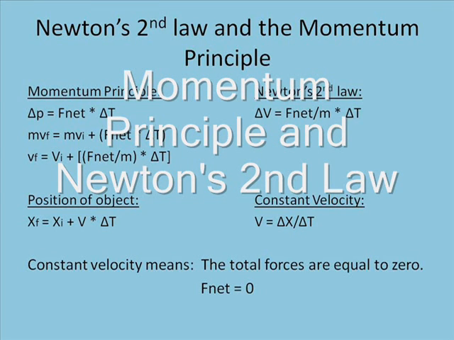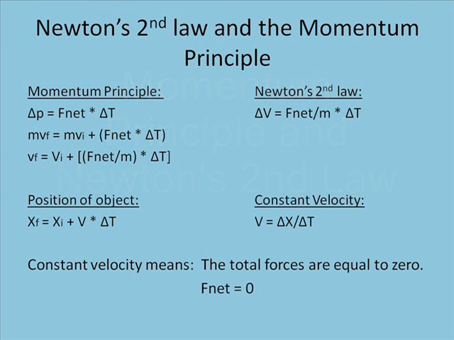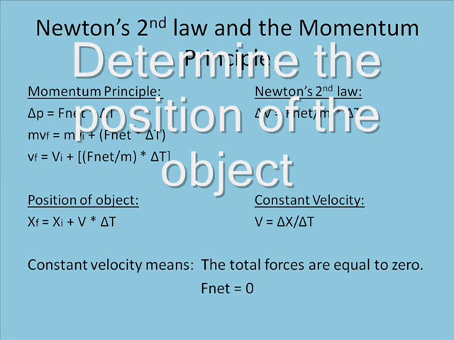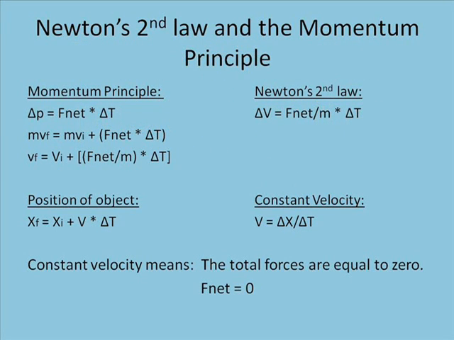As you can see, the momentum principle formula is the change in momentum is equal to the net force times the change in time. It can be derived to the velocity form. The final velocity is equal to the initial velocity plus the net force divided by mass times the change in time. Since in this lab we're assuming that net force is equal to zero, then the mass will not matter. But the final velocity is equal to the initial velocity. To determine the position, we use the final position equal to the initial position plus the velocity times the change in time.